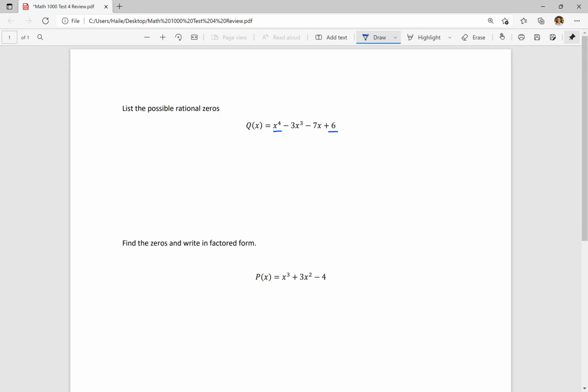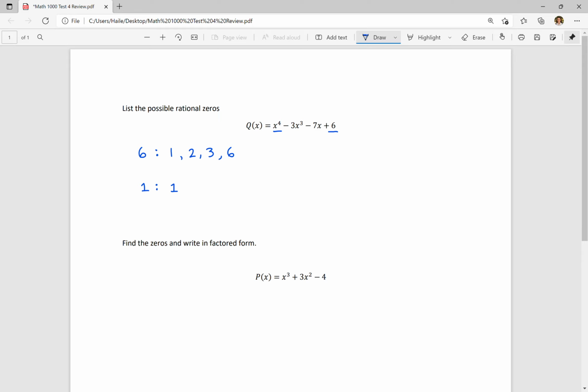So the way that we do this is we start with our constant term, so that's 6, and we think of all of the factors of 6. So we have 1, 2, 3, and 6. Those are the only things that divide 6. Now let's look at the term with largest degree, which is x to the fourth. The coefficient of x to the fourth, though, is just 1. So we want to think of all of the factors of 1, and that's just 1.